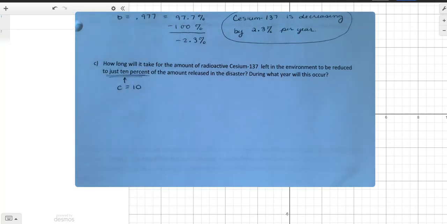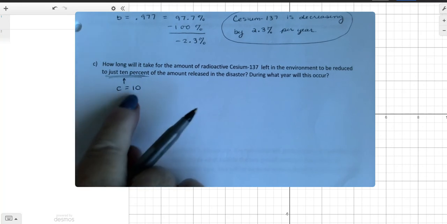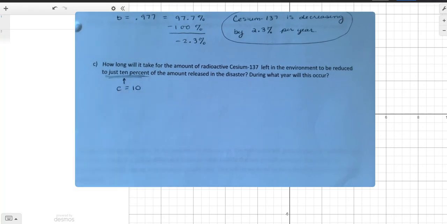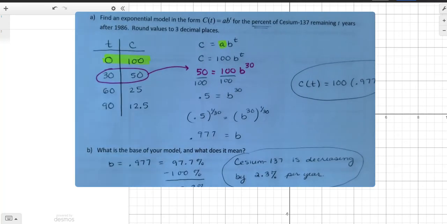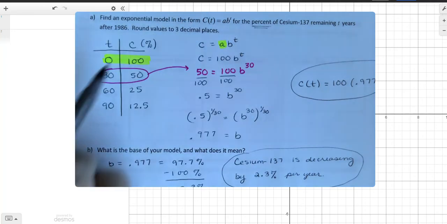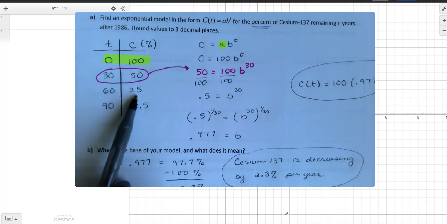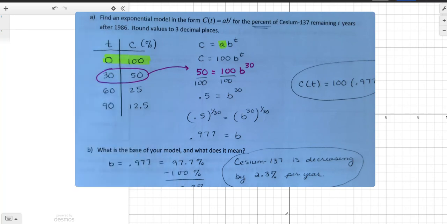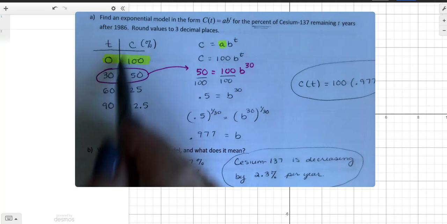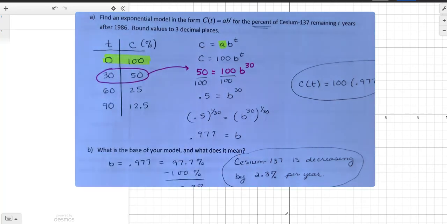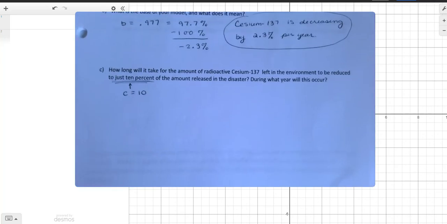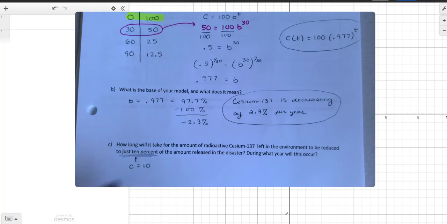By the way, one of the most common questions that I get here is, should I use 10 or should I change it to a decimal and use 0.10? It all depends on how you started, right? In my case, my percents of cesium were actually given as 100%, 50%, 25%, not 0.25 and 0.50, and so on. So I just have to be consistent. Since I use the whole number percents here, not the decimals, I'll do the same down here. So I am going to go ahead and use C equals 10.